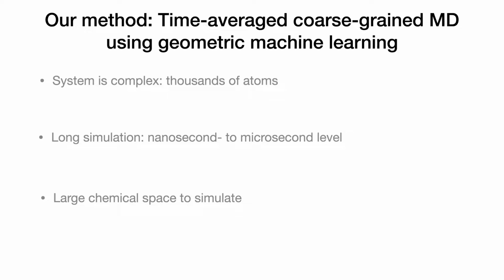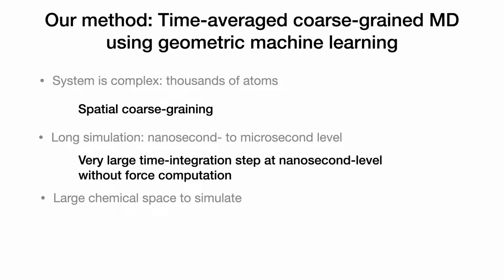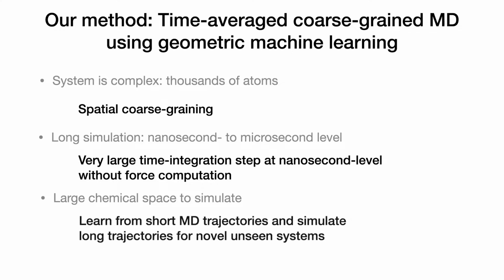First of all, we use spatial coarse-graining to reduce the system complexity. Secondly, instead of running the simulation at a time step of 1 to 10 femtoseconds, which is typical for MD and coarse-grain MD, the ML simulator can run MD at a significantly larger time step at the nanosecond level by learning time-integrated acceleration from data without computing forces. In order to do large-scale screening, our model can be trained over short MD trajectories while being able to simulate long trajectories for novel unseen systems, and is orders of magnitude faster.